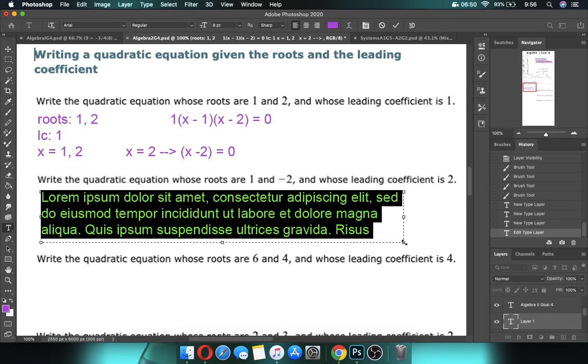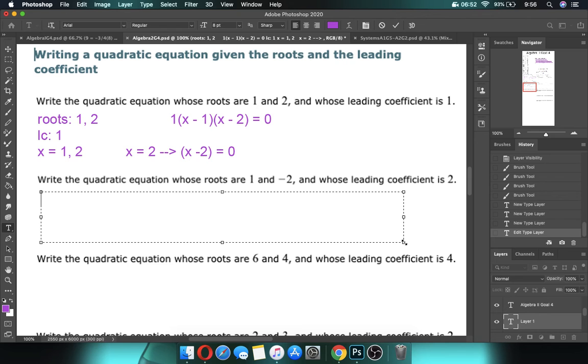I'll start setting this up and you can think about it. So what are we told? We are told our lead coefficient is 2, and then our roots are 1 and negative 2. So what does that actually mean? That means x equals 1 and negative 2. So if I go through the effort, the lead coefficient always goes in front. So 2 parentheses x something and then x something equals 0. That's what we're looking for.